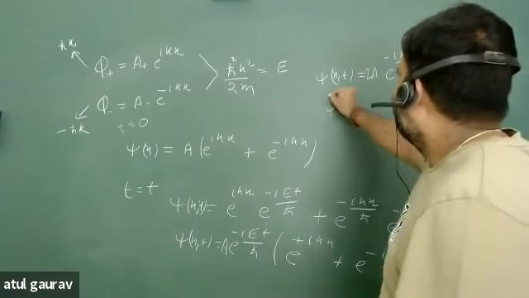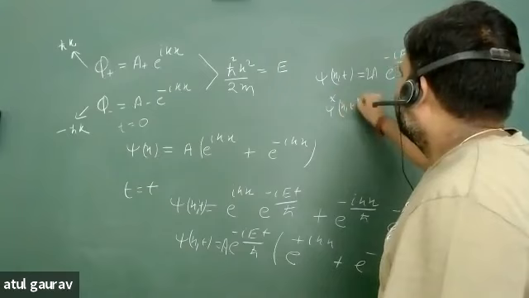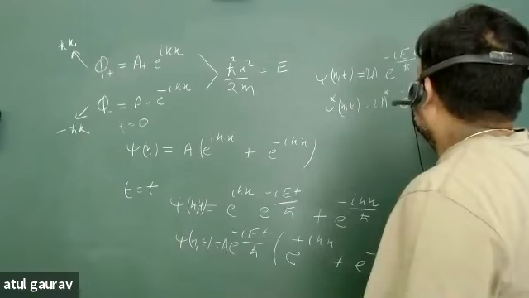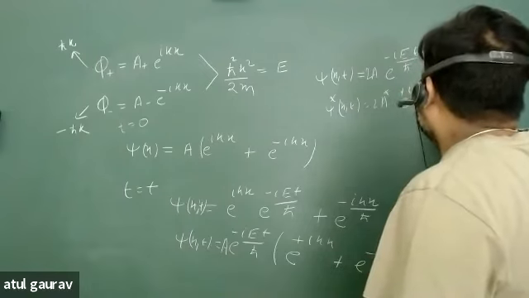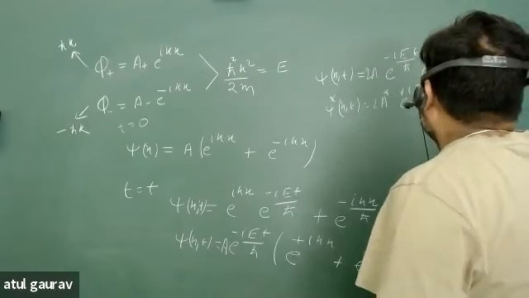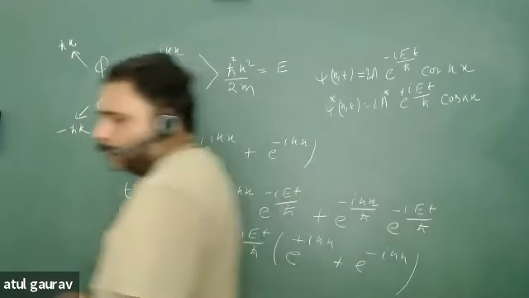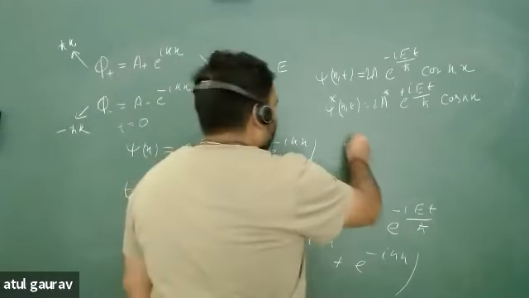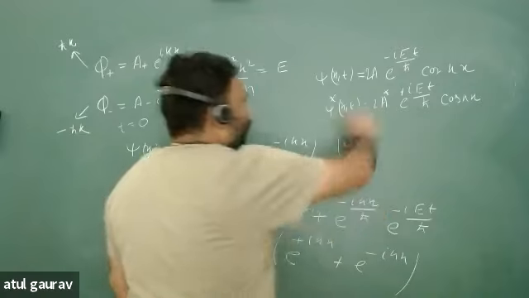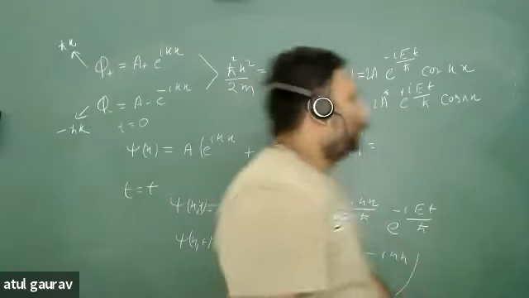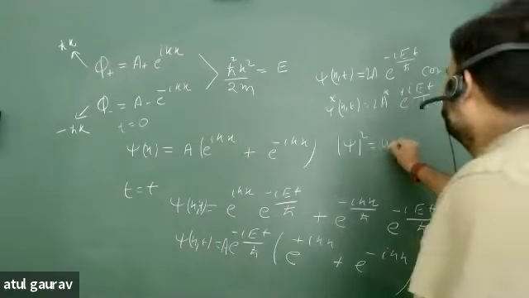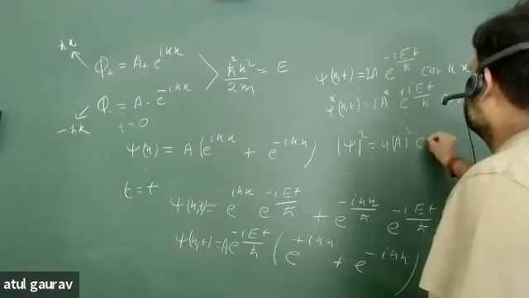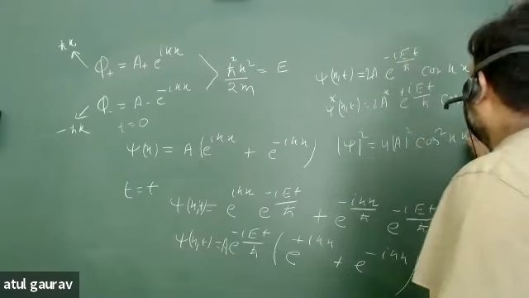What will be psi star? Psi star is, let's say, 2A star e to the power plus iEt upon h-cut, and this function again remains cos kx. But I am interested in getting the probability density. So what will be the probability density? Mod psi square is all about psi star psi, so I can take it directly. You can write 4 mod A square, and the exponentials cancel each other, so this will be cos square kx.